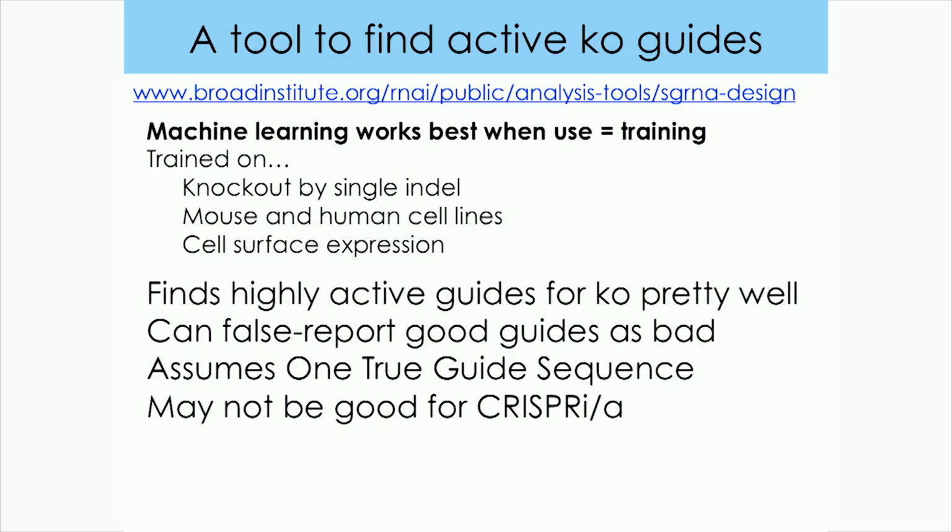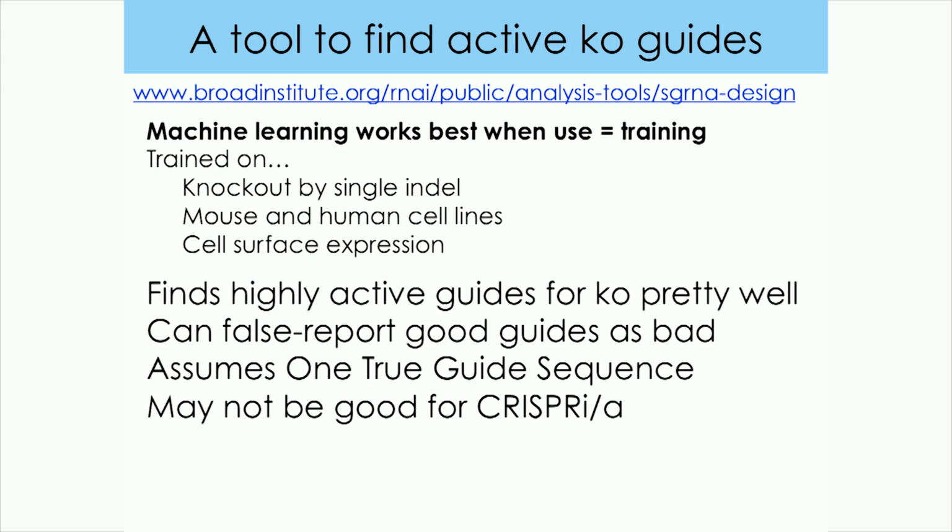Okay? So it does find active guides very well. One thing that the Root Lab noted in their paper is that it can false report very good guides as bad. So they tried to take the very best guides. They do find that guides that work very well are reported as bad by their tool. But if a guide is reported as good, it seems to be good most of the time.